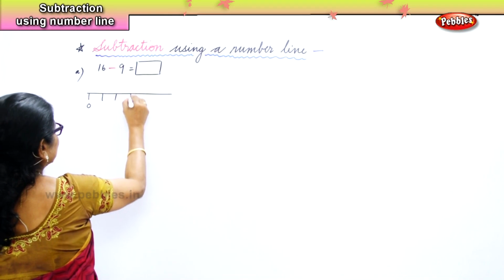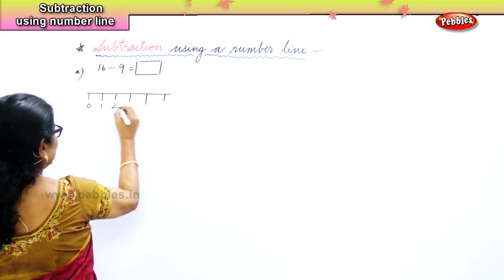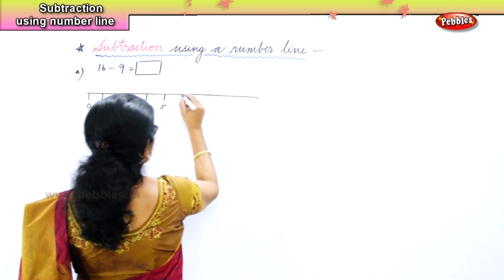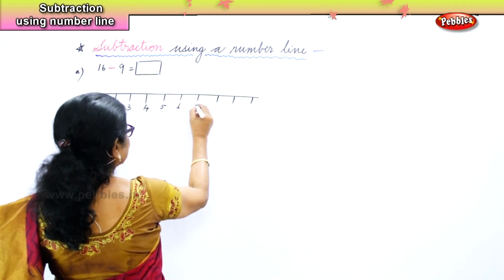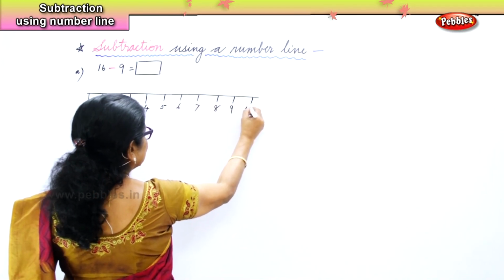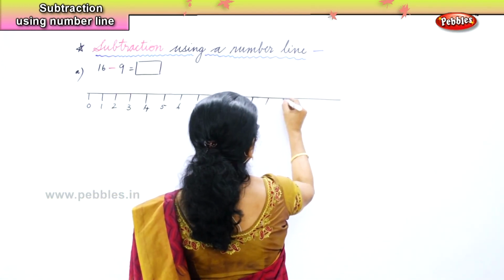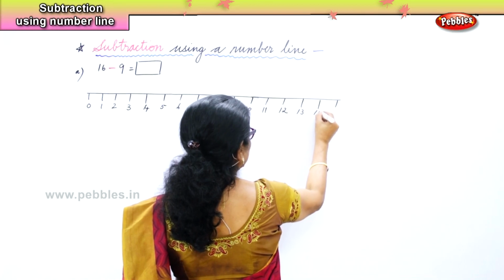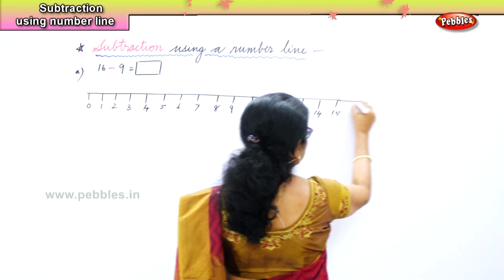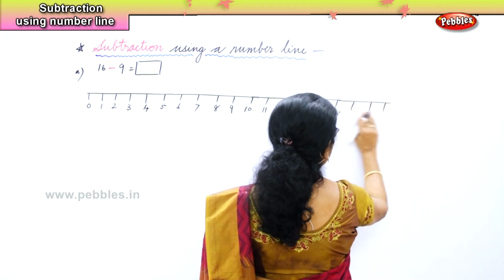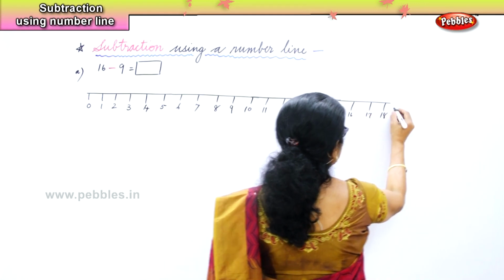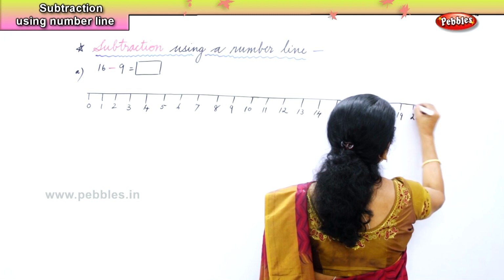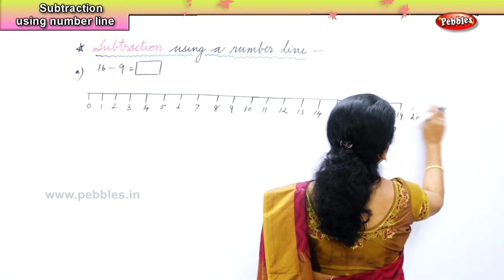1, 2, 3, 4, 5, 6, 7, 8, 9, 10, 11, 12, 13, 14, 15, 16, 17, 18, 19, 20, and the line continues. Alright? And the line will go on and on.